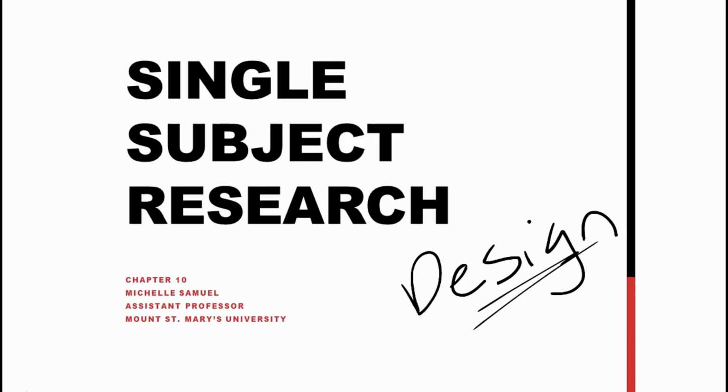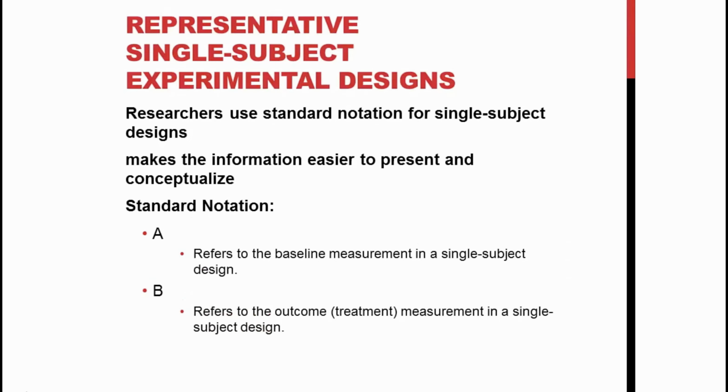When you have one subject or a very small number of subjects, one of the ways that we represent our type of design is through a standardized notation system. Whenever we're looking at the standardized notation, we always denote things with either the letter A or B. The letter A is always going to refer to baseline measurements when we have a single subject's design.